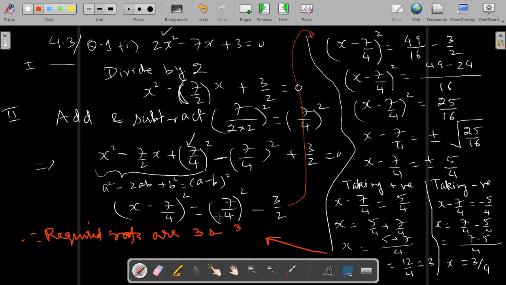So like this, we will make the perfect square, completing the square. So always this will become a complete square. That is why this method is called completing the square. Find the roots of a quadratic equation by completing the square. Got it?